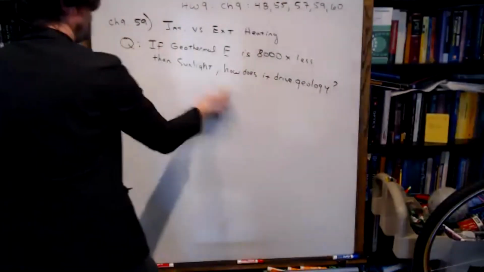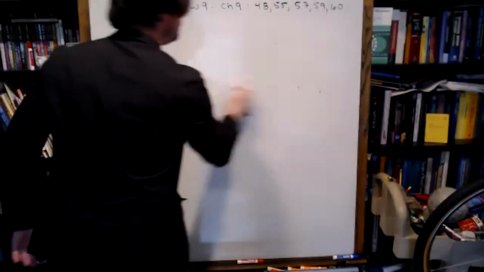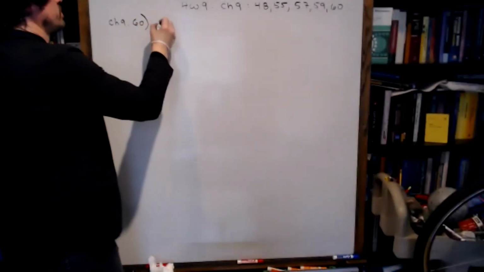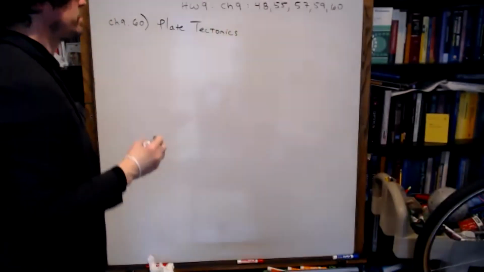Okay, for our final act, Chapter 9, number 60. It's called plate tectonics. Oh yeah, this one's an easy one. I figured we should have an easy one at the end.